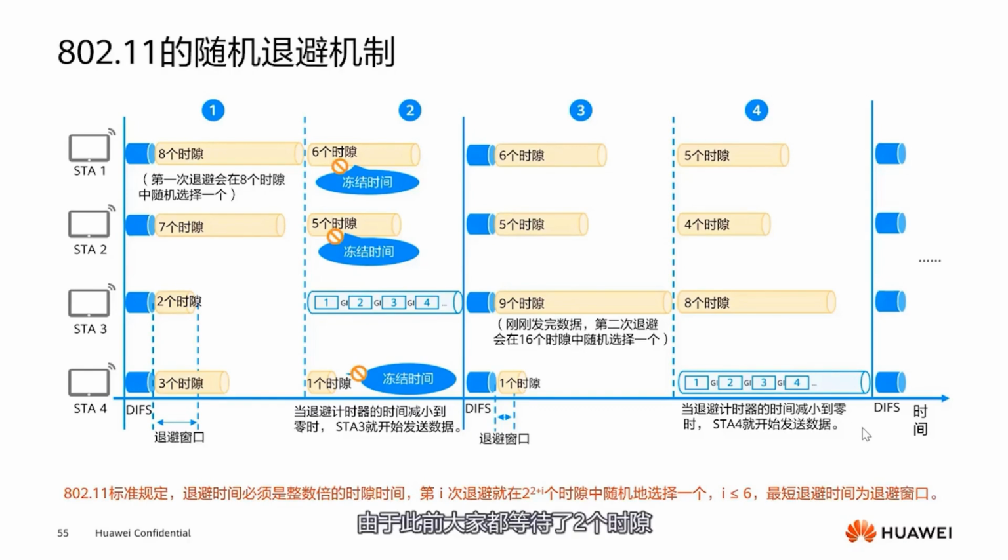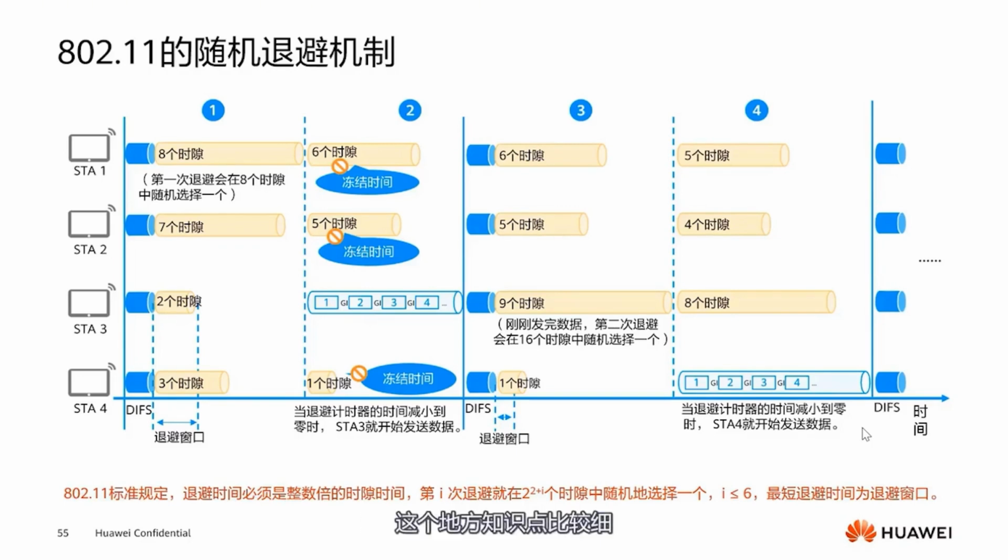Here, STA3 completes its countdown first and begins transmission, while other terminals' slots are frozen and do not count down. After STA3 finishes transmitting, since everyone has waited 2 slots, STA1 has 6 slots left, STA2 has 5, and STA4 has only 1 left. Then, as STA3 just finished and is in its second back-off, it selects from 16 slots. Suppose it starts from 9 slots. Now STA4 has only 1 slot left and begins transmitting data, while other STAs freeze again. This is the random back-off mechanism in action.